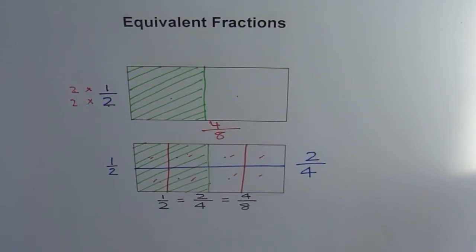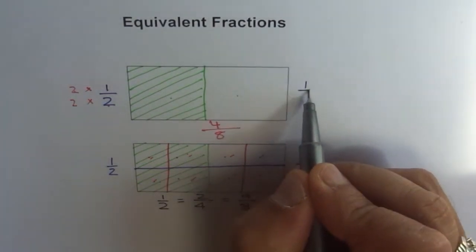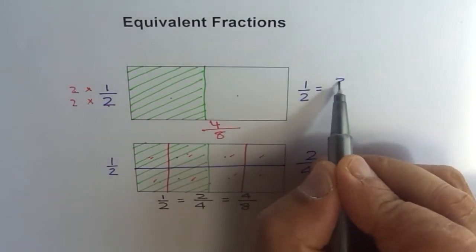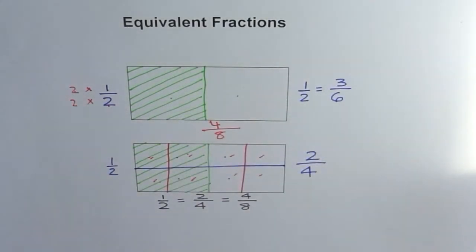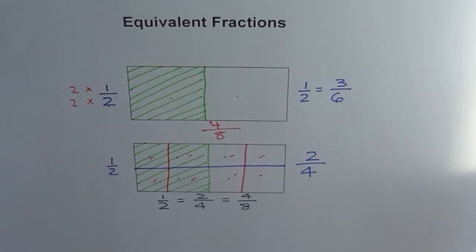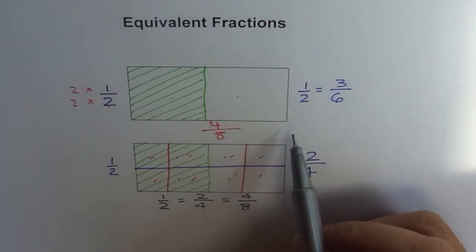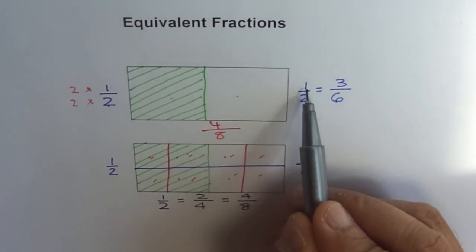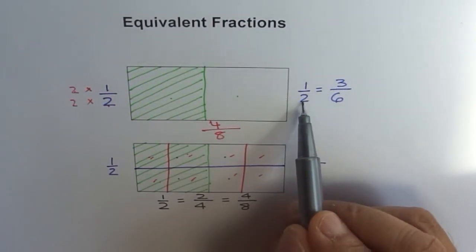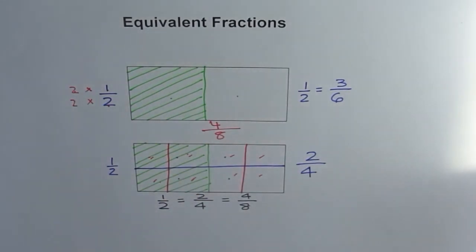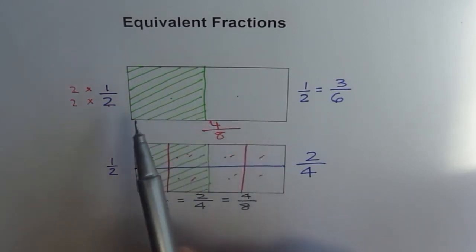Your exercise is: is half equal to 3 over 6? Well, think about it or draw something so that it can be made equal to 3 over 6. Let's see like this. If I multiply 1 by 3, what do I get? 1 times 3 is 3 and 2 times 3 is 6. So they are equivalent, right? So you get equivalent fractions when you multiply by the same number, right? Or divide by the same number.